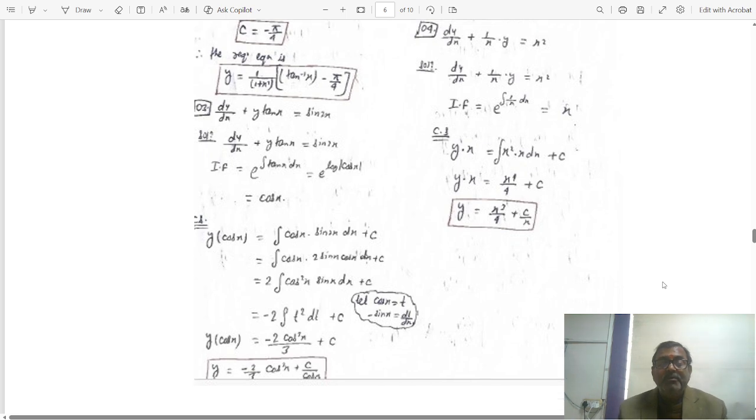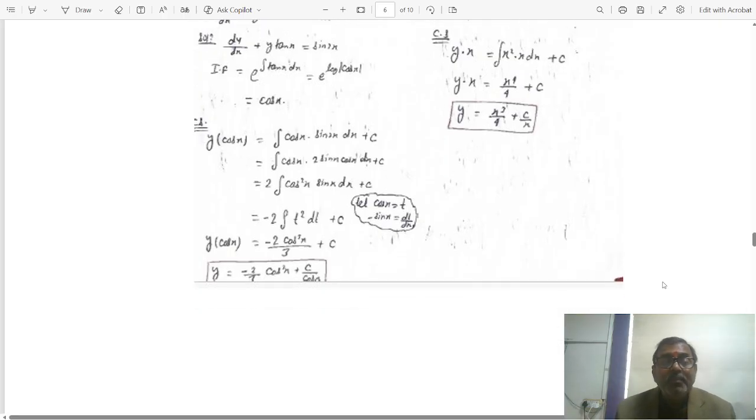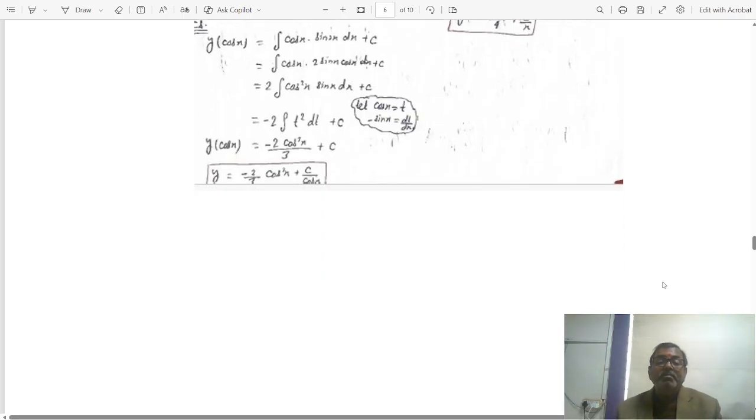Now put the value of t equal to cos x, so we get y equals 2 upon 3 cos cube x plus c upon cos x. That is the required solution.